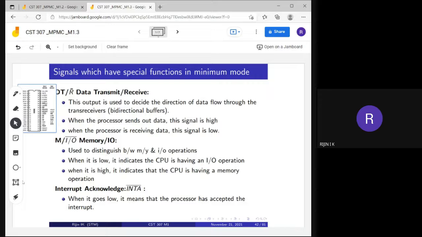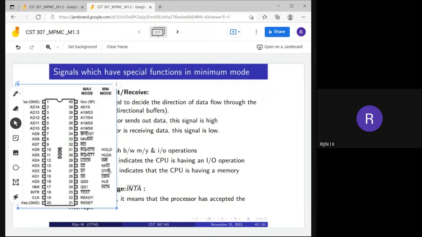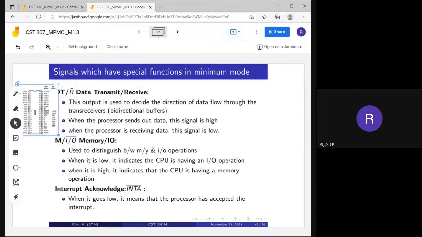Then next pin ആണ് the memory bar IO bar or memory or IO. Actually ഈ pin യൂസ് ചെയ്യുന്നത് ഈ pin ആണ് memory or IO. This one. Okay, memory or IO. Pin number 28. Okay, memory or IO. This memory or IO pin, actually it is used to distinguish between memory and IO operations. Memory operation നെ IO operation നെ distinguish ചെയ്യാൻ വേണ്ടിയിട്ടാണ് നമ്മൾ memory bar IO pin യൂസ് ചെയ്യുന്നത്.